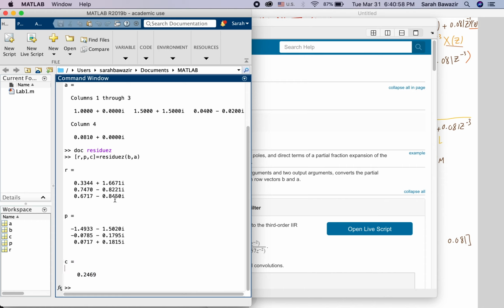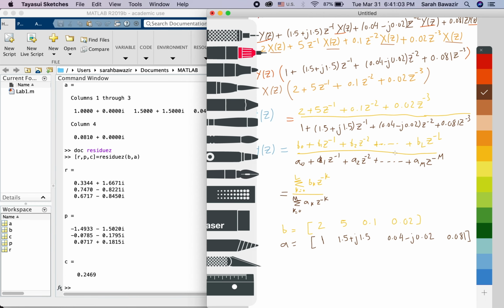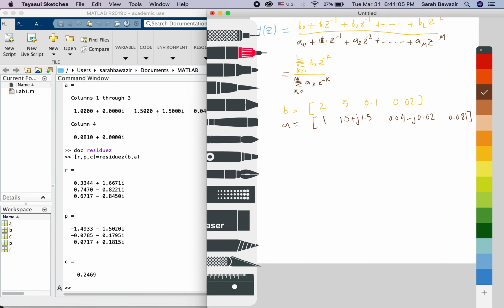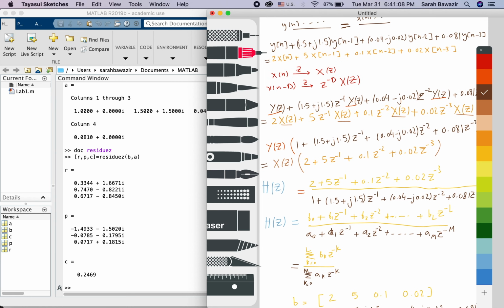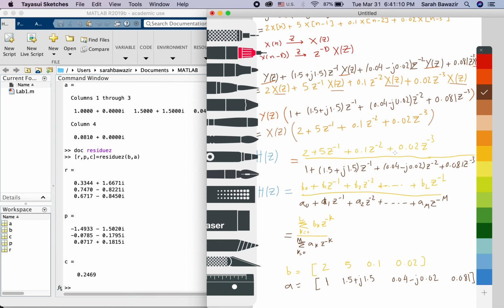So now what does all of this mean, or how can I use this? Let me tell you how you can use this. We have little space here.